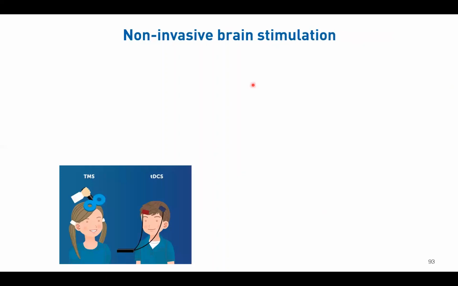Taking TMS and tDCS together, both of them are non-invasive brain stimulation. We do not have to do an operation to stimulate the brain. TMS uses a magnetic field, tDCS uses the currents.